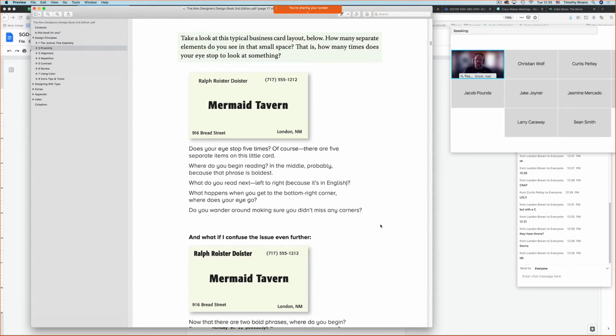All right, so if you look at this card, there's 5 things on it. Does your eye stop 5 times? Yep. Where do you begin reading? Probably in the middle, because the phrase is the boldest. What do you read next? Left to right? Probably. What happens when you get to the bottom corner? Where does your eye go? Do you wander around making sure you didn't miss any corners?